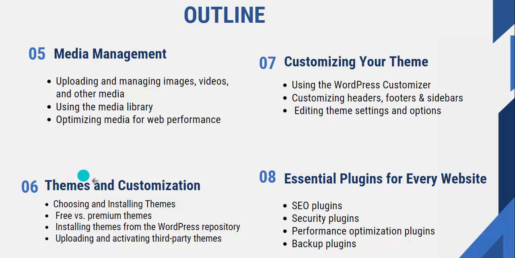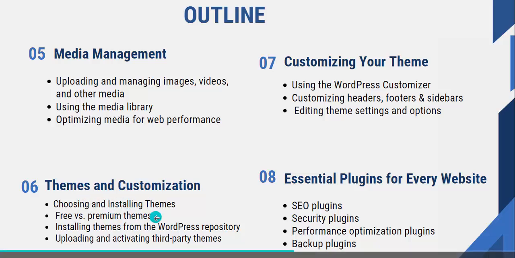Then module 6 is themes and customization. Here we choose and install themes. We have free themes and paid premium themes. We also have installing themes from the WordPress repository, that's the built-in themes by WordPress itself. You can use that. Then you also have uploading and activating a third-party theme. Maybe you buy a theme from a third party, either Envato or ThemeForest, and you can now upload that.